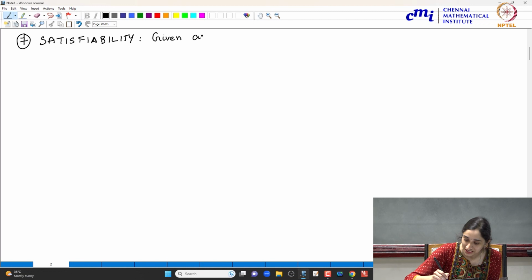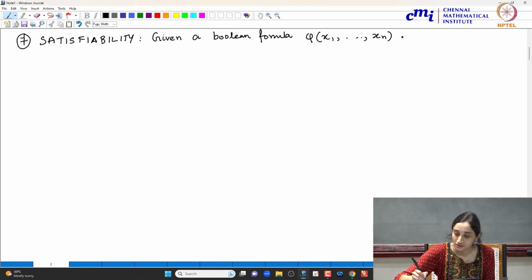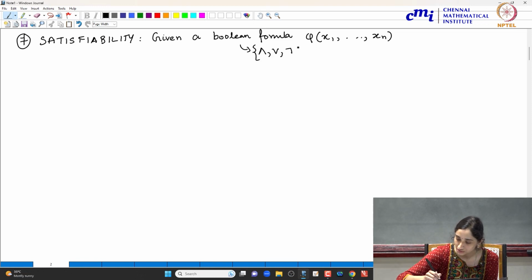Okay. So the input is a formula. So what do I mean by that? I'm writing a Boolean formula on a bunch of variables. So x1 to xn are the variables, and phi is the formula. It can be in any form, probably an AND of ORs or an OR of ANDs. Right now I don't care about it, but it's some formula. When I say Boolean formula, it's using AND, OR, and NOT gates. It's a Boolean expression, right?